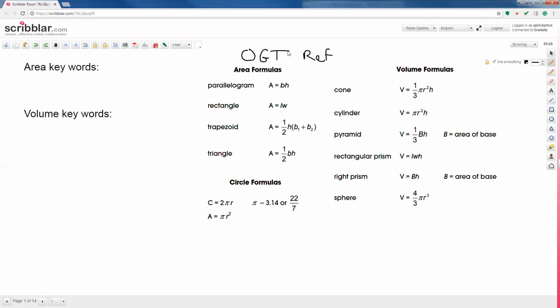OGT math reference sheet. You should include the word math. So these are formulas you don't need to have memorized. You can look them up as you take the exam. So when you're trying to decide, well, which of these formulas do I use? The first thing you have to figure out is, am I looking for area or for volume?